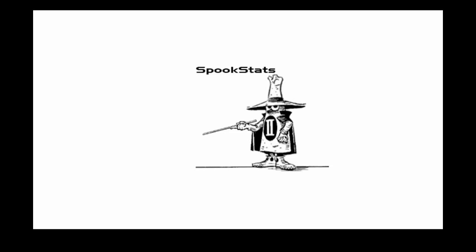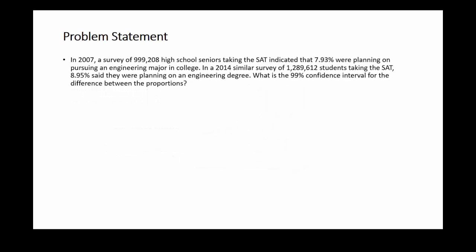Hi, this is Don. I have a problem for you that I want to show you how to solve using StatCrunch. And the problem has to do with calculating the confidence interval for the difference between proportions. So how do we do that? Let's see what the problem statement is.